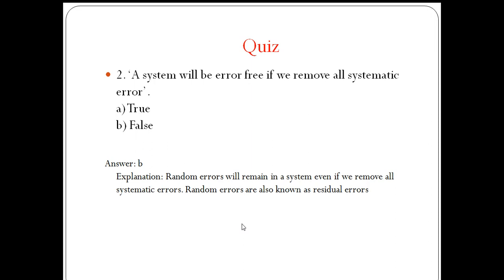Actually the measurement system may not be 100% perfect. You can reduce errors to some extent only. So the answer is option B, false. Random errors will remain in the system even if we remove all systematic errors. Random errors are also known as residual errors. So those are always present.